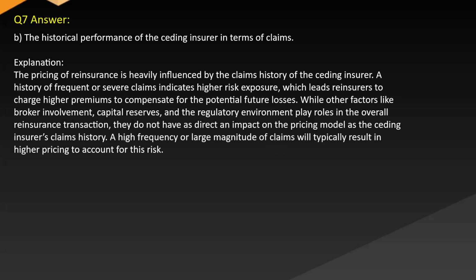Answer B. The historical performance of the ceding insurer in terms of claims. Explanation. The pricing of reinsurance is heavily influenced by the claims history of the ceding insurer. A history of frequent or severe claims indicates higher risk exposure, which leads reinsurers to charge higher premiums to compensate for the potential future losses. Other factors like broker involvement, capital reserves, and the regulatory environment play roles in the overall reinsurance transaction, but they do not have as direct an impact on the pricing model as the ceding insurer's claims history. High frequency or large magnitude of claims will typically result in higher pricing to account for this risk.